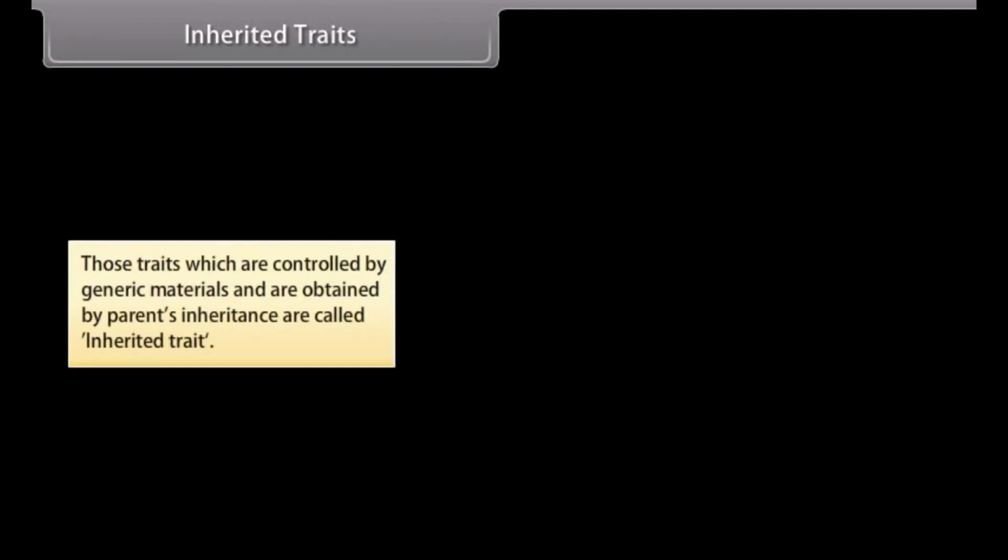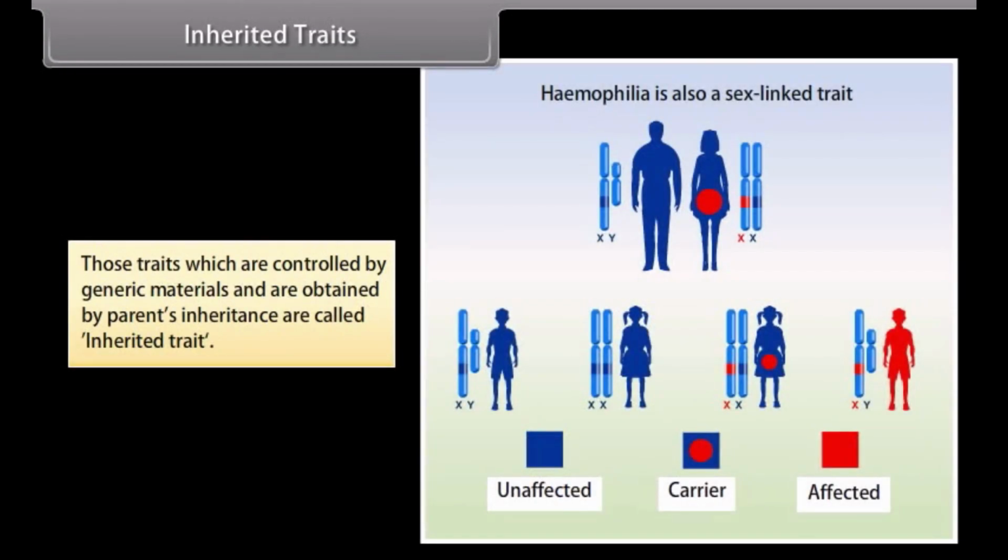Inherited traits. Those traits which are controlled by genetic material and are obtained by parents' inheritance are called inherited traits.